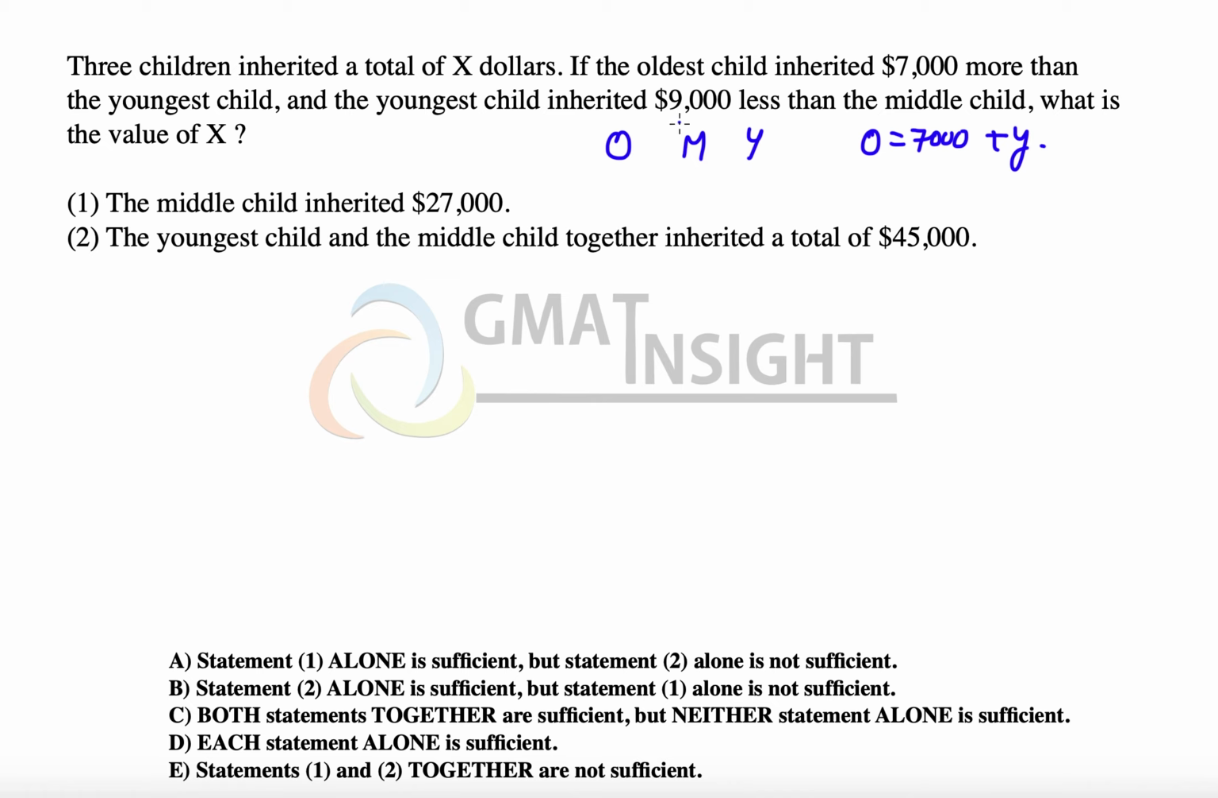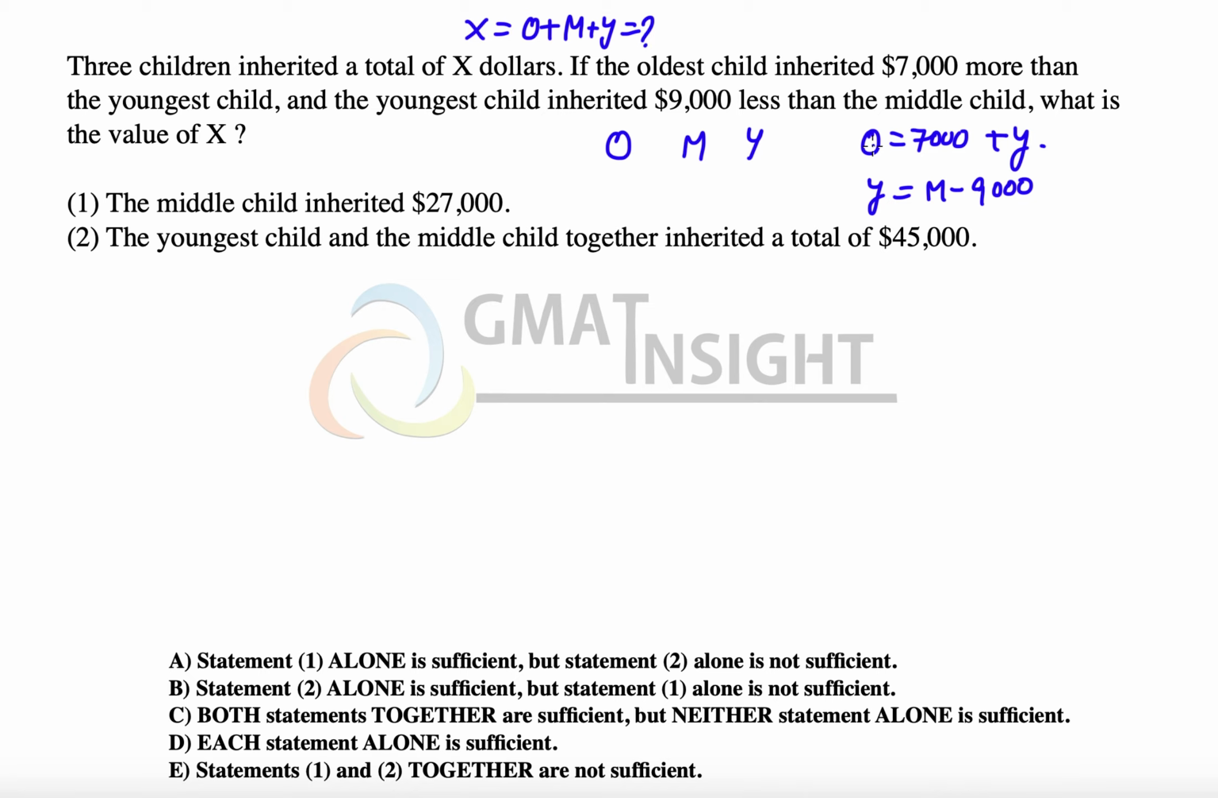And the youngest child inherited 9,000 less than the middle. So the youngest child is equal to middle minus 9,000. What is the value of X? So the value of X is equal to old plus middle plus young. We need to find out this value.